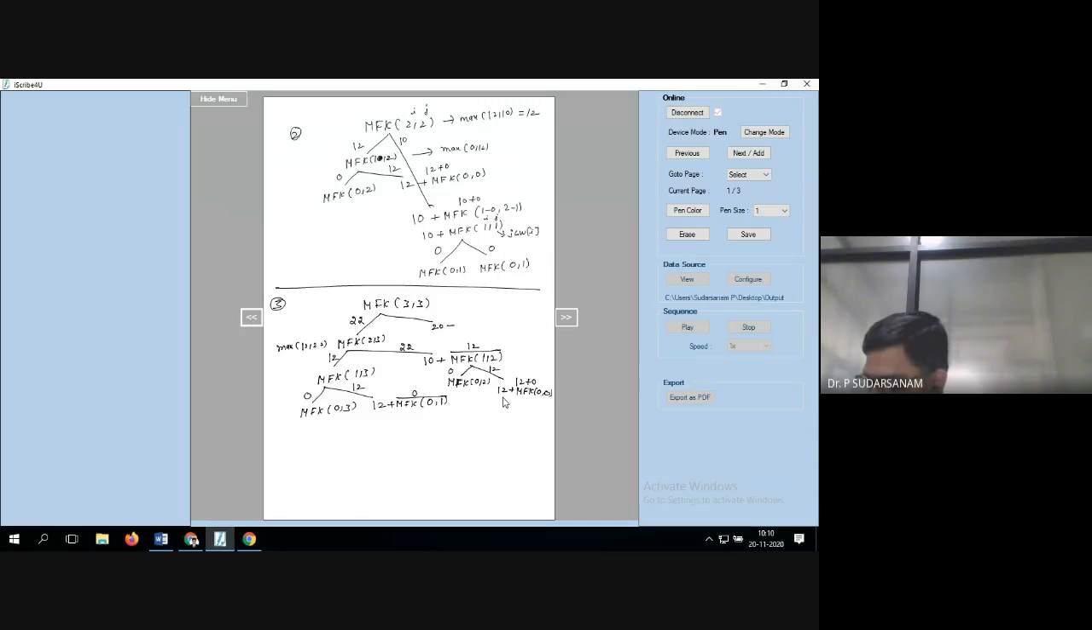So in this case, V3 is nothing but how much? 20 plus MFK of (i minus 1, j minus w of i). j is nothing but 3, so 3 minus 3 is 0. At least this statement we got a bit easy. So 2 comma 0 is nothing but 0. That means 20 plus 0 is 20. In this case, max of 22 comma 20, that is 22.